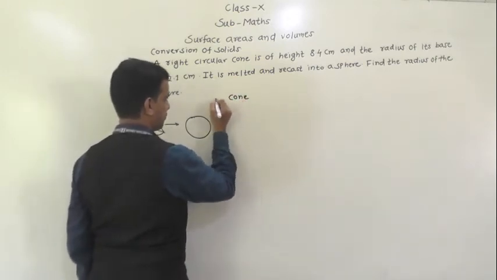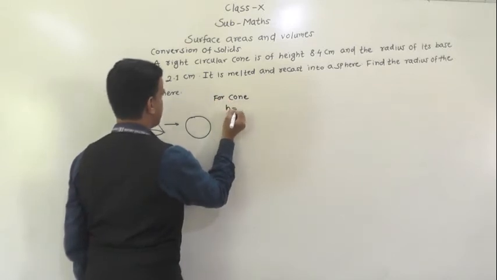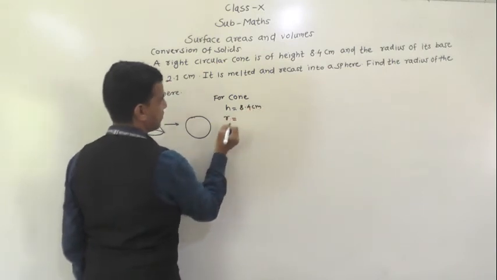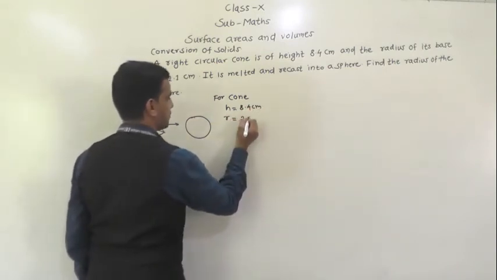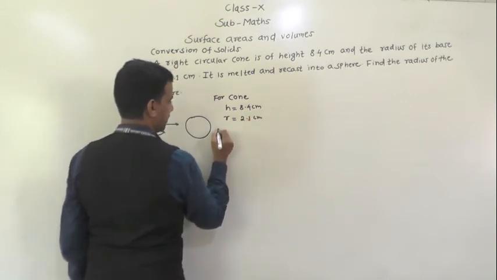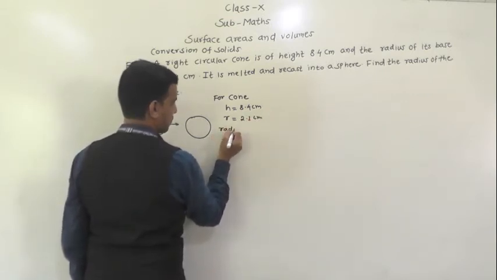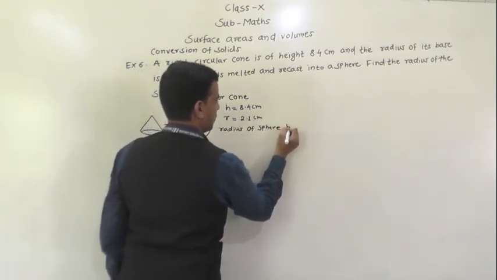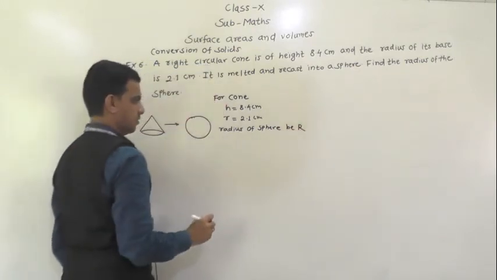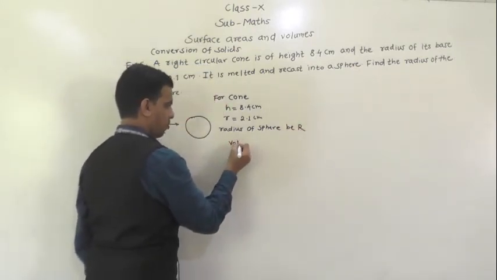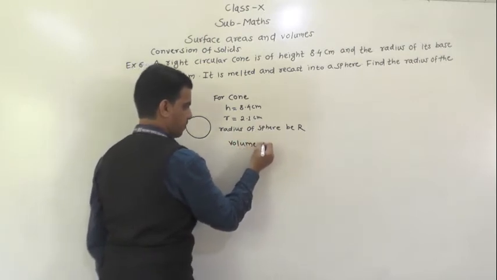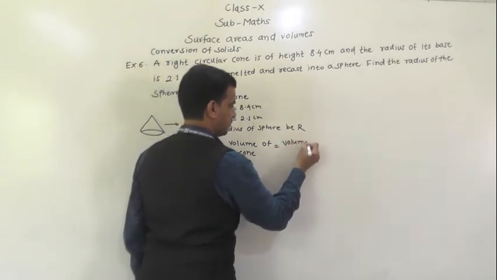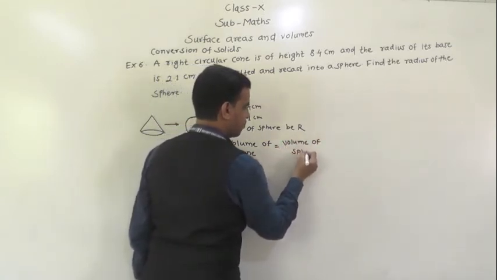First I am writing the dimensions of the cone. For the cone, h is equal to 8.4 centimeter, r is equal to 2.1 centimeter. Then the radius of the sphere, let it be capital R. Now the volume of the cone is equal to the volume of the sphere.